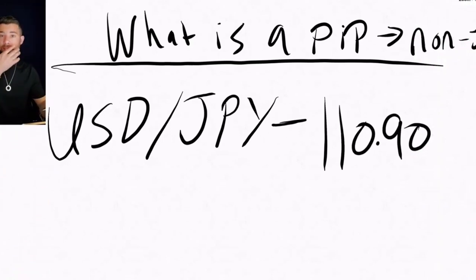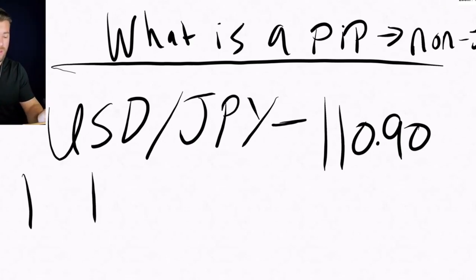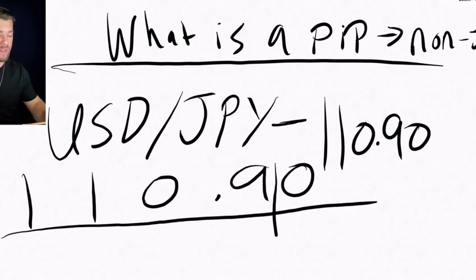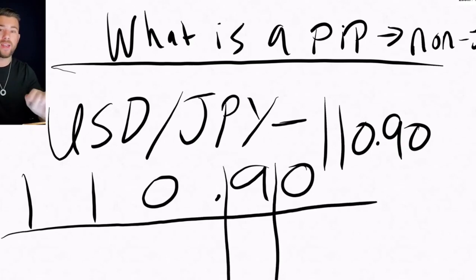With this being the case, on only pairs with JPY attached to them, we go 2 decimal places instead of 4. What do I mean by that? Let's actually draw the graph right now so that we can make this as easy as possible. We have 110.90. If we draw our same graph, this is what it looks like now. Now, our 1 pip is the second decimal place.